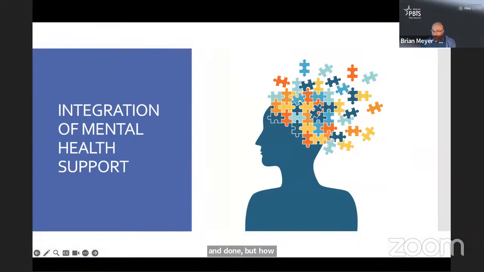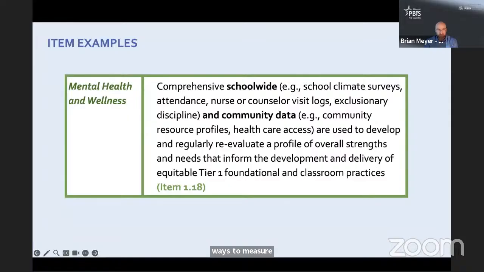Integration of mental health. So the explicit integration of supports, and I know that many of the schools that implement PBAS in Minnesota also are using SHAPE and other ways to measure and implementing mental health supports in their schools. So you'll start to see now some of that recognized in items throughout the tiers here. So this is just one example, 1.18, and it attends to internalizing data sets as well as community data sets to understand what's going on in our schools.